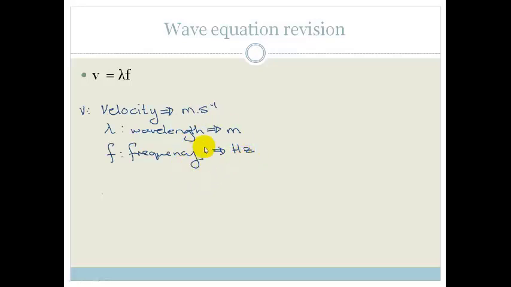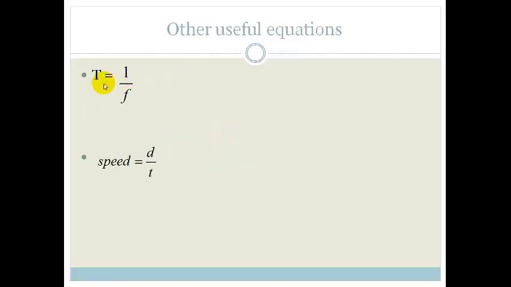Right, so now that we've realized what the wave equation stands for, there are a couple other equations we need to know and to remind ourselves of. The first one is T equals 1 over frequency. T is our period. That is the period of the wave, and it is measured in seconds, and the period is inversely proportional. In other words, it equals 1 over the frequency. So F is our frequency, which again is measured in hertz.